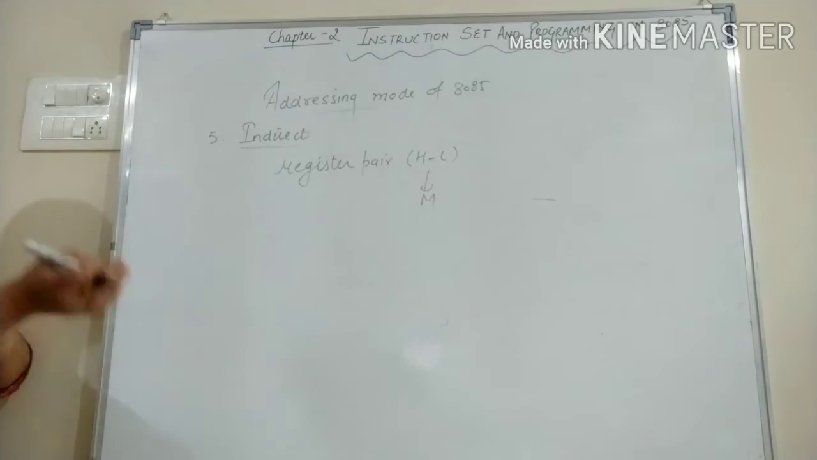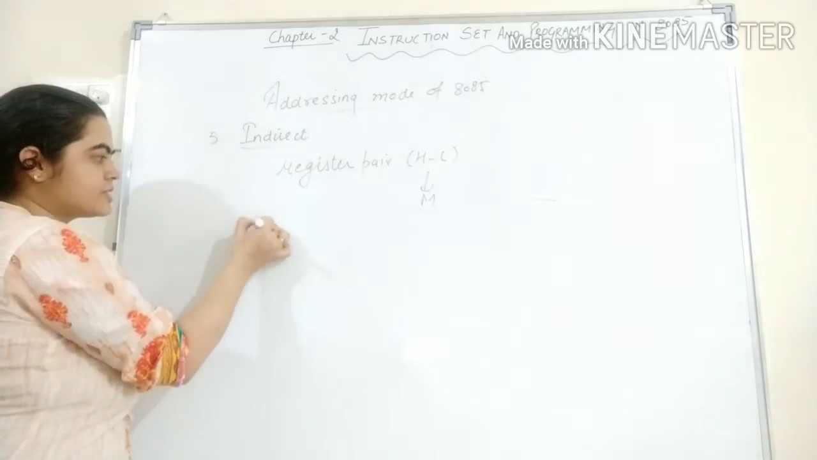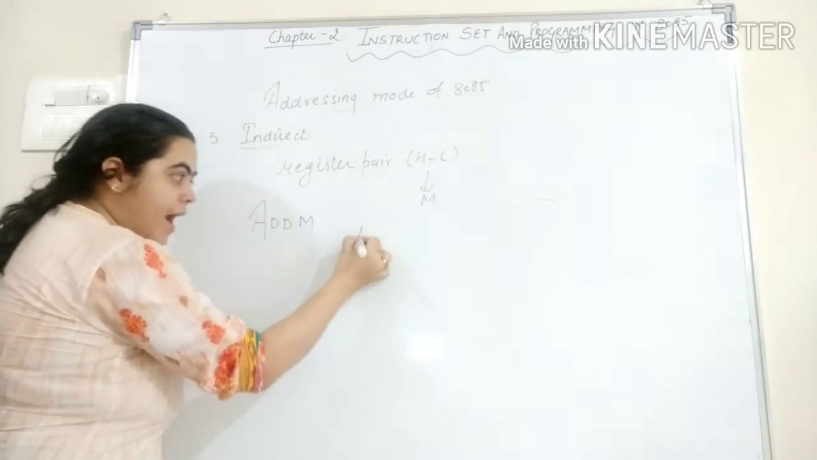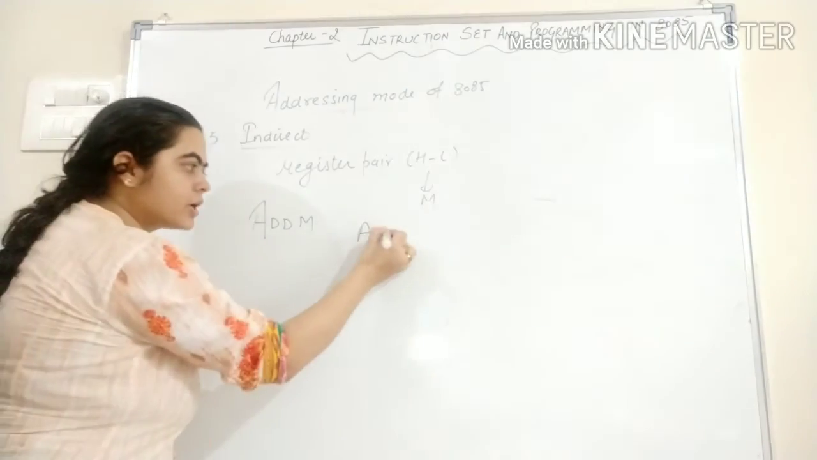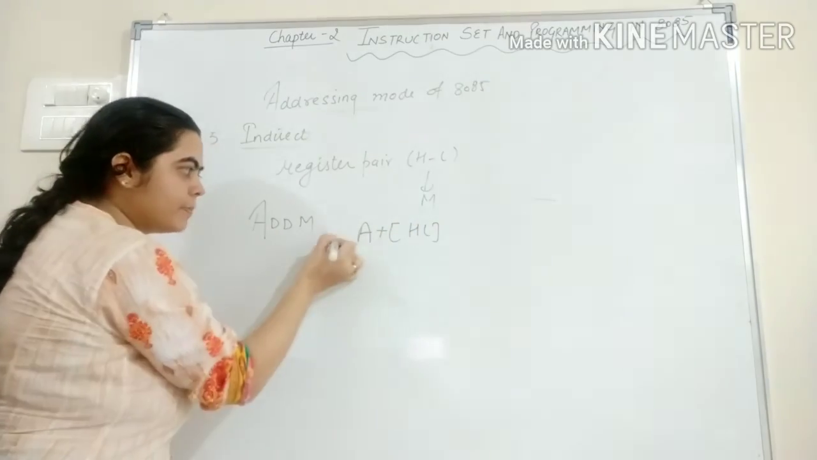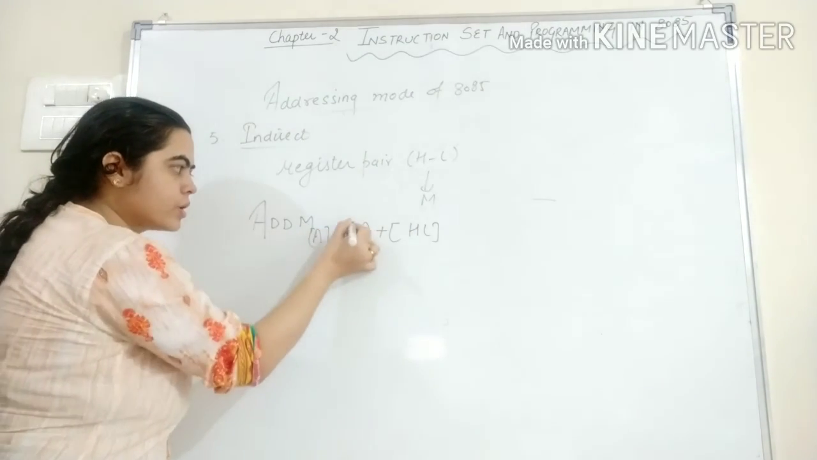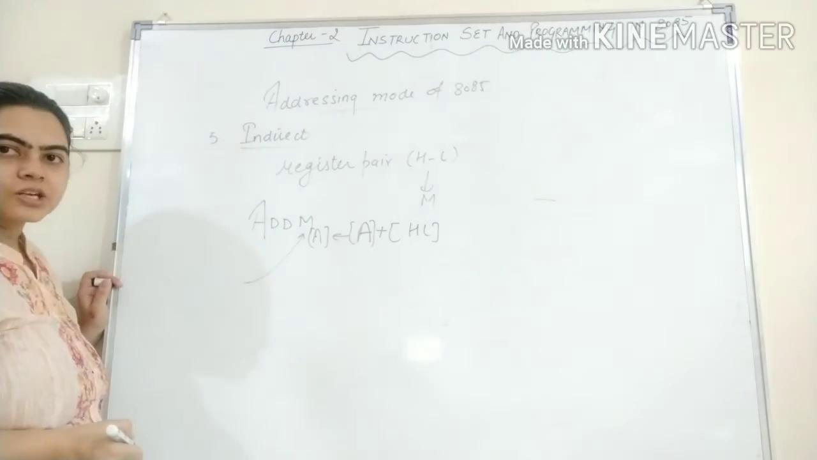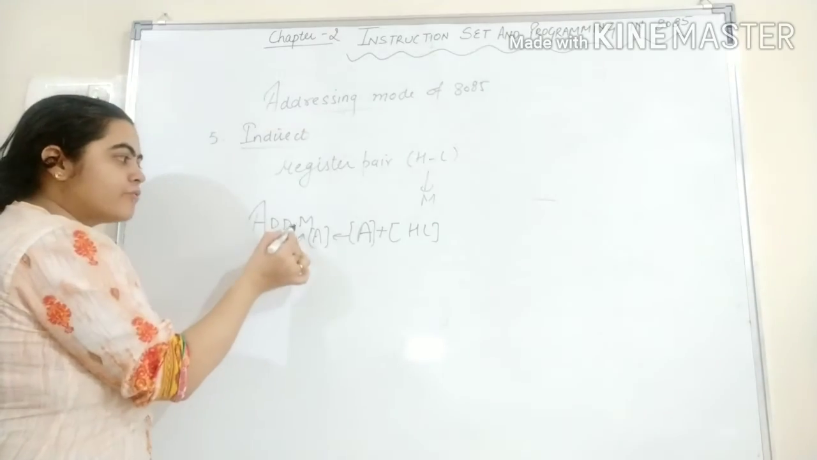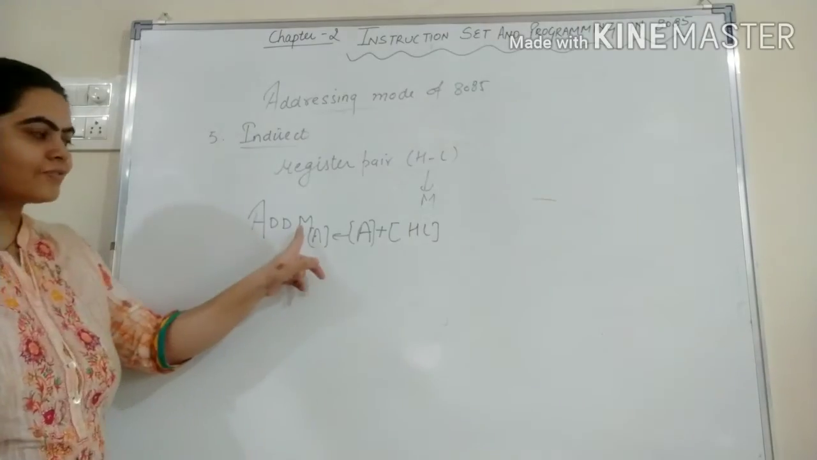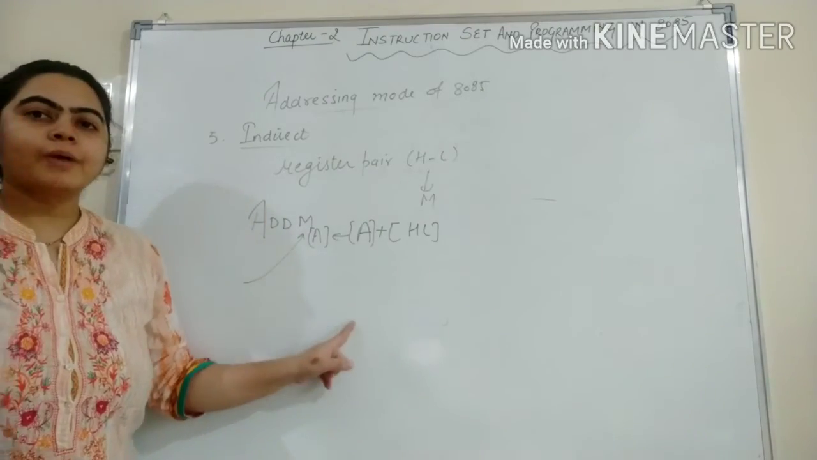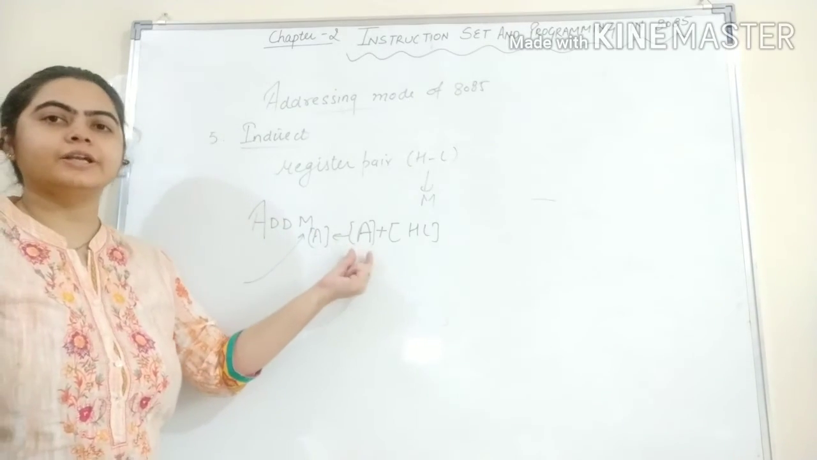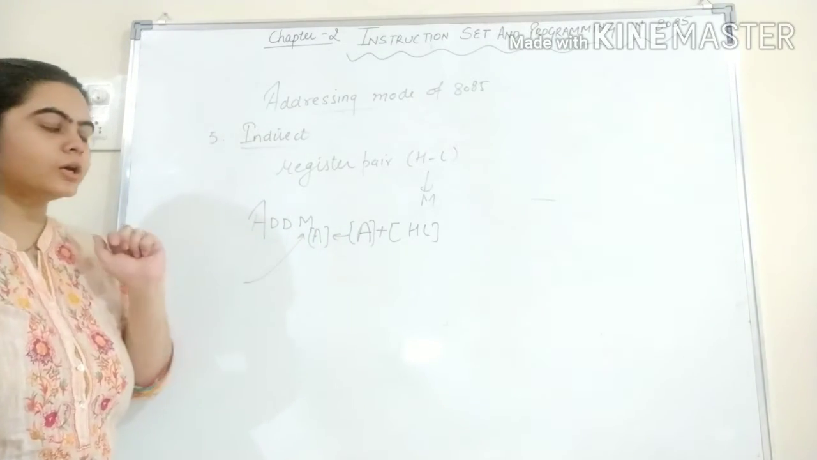Okay, so for example, we have an instruction under this addressing mode, that is ADD M. So ADD M means we have to add the contents of the accumulator with the contents that are pointed to by the HL pair, and after that the result will be stored in the accumulator. That means the address is not directly given in the instruction. Initially we have to go to the memory location specified by M, and from that memory location the microprocessor will fetch the data, and that data will be added with the contents of the accumulator, and the result is stored in the accumulator.